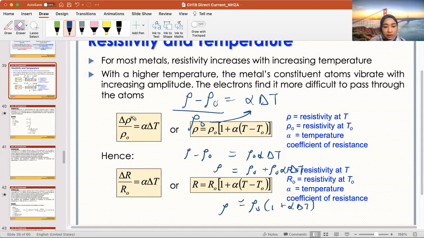Okay, so delta rho over rho naught equals alpha delta t, or this is your equation, just expand it. And then delta r over r naught equals alpha delta t. Okay, what does delta t mean? It means final temperature minus initial temperature. Same thing. Delta always means this, final minus initial, or current minus initial or original. So this is the same case. So this guy means T current or T final minus T initial or T naught.